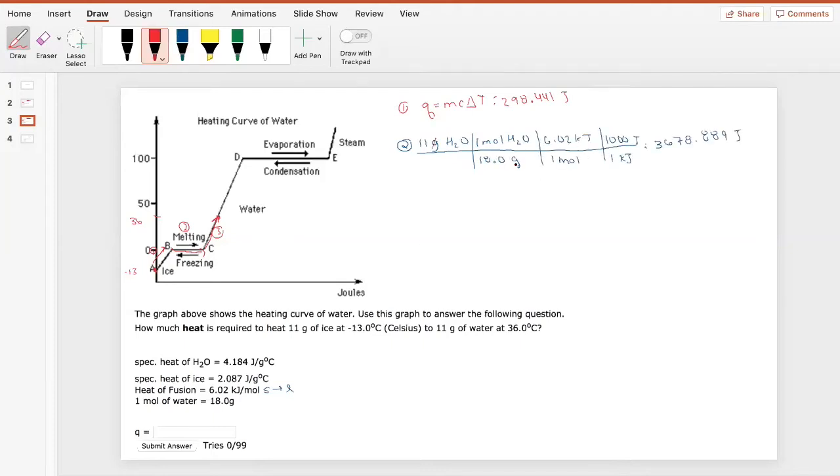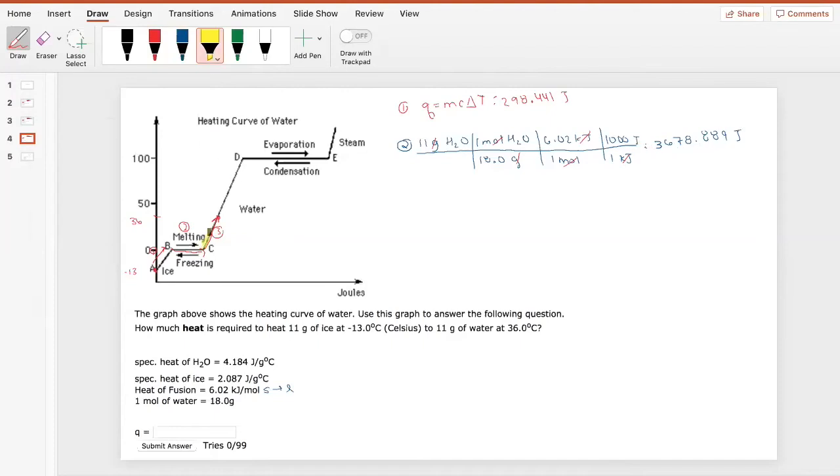So our grams cancel out. We convert moles using this kilojoule per mole conversion. And then because our first value was in joules, I want to cancel out kilojoules and convert it to joules instead. So our final answer here is 3,678.889 joules.